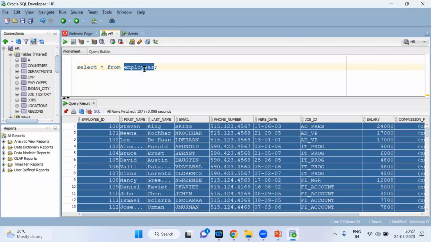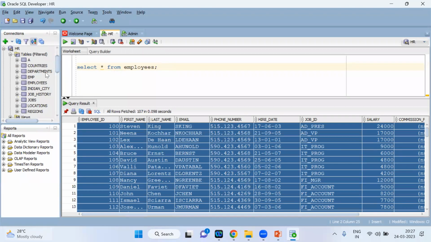What is the table name? Table name is employees, guys. Okay, if you want to fetch the data, if you want to retrieve the data from this table name, you will say select star from table name. Select star from table name, and you have to maintain a single space also. Double space is also fine, but single space also.